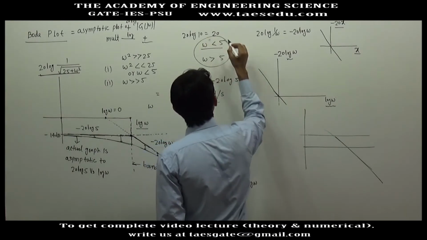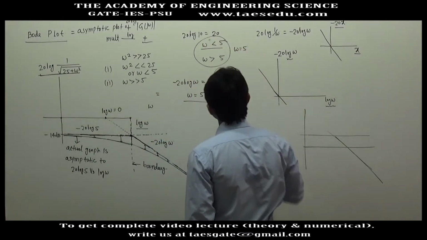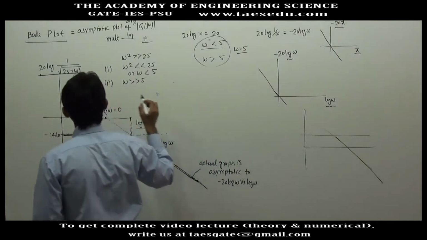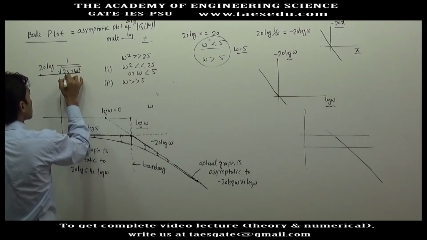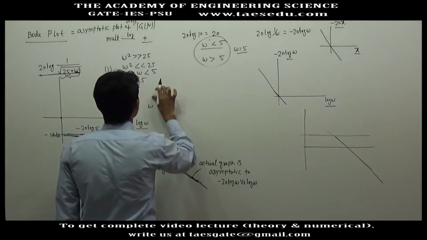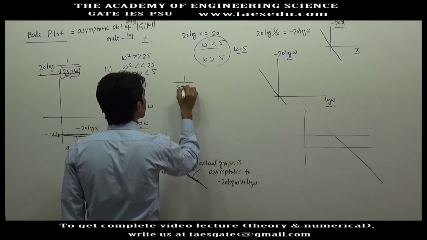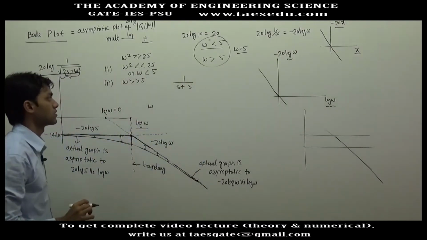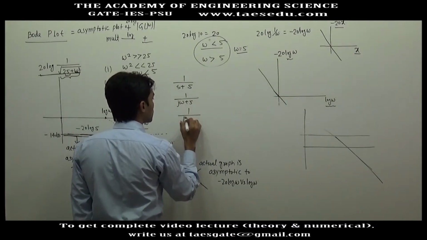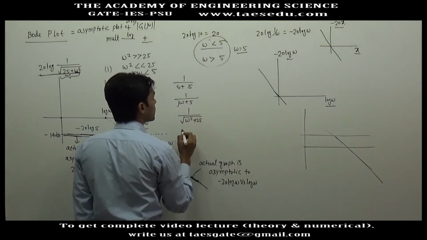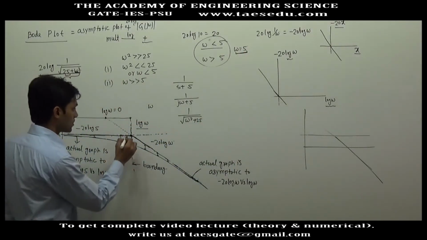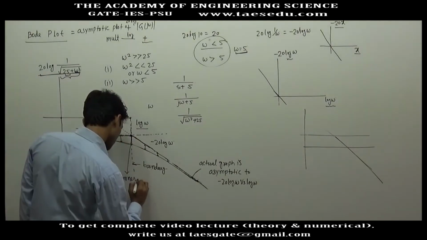So what will be the boundary? When omega is equal to 5. Why are you getting omega equal to 5? Because omega square equals 25. And why have you got this type of function? In the S domain, what you have is S plus 5. This is why you have got j omega plus 5, then you got omega square plus 25, and this way you got omega equal to 5 as the boundary. So this boundary is called the corner frequency.